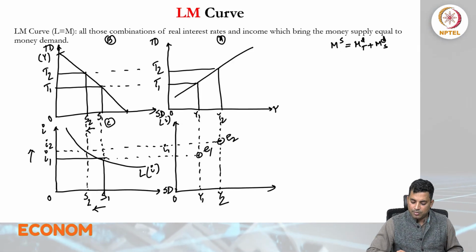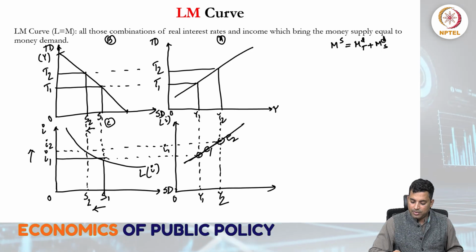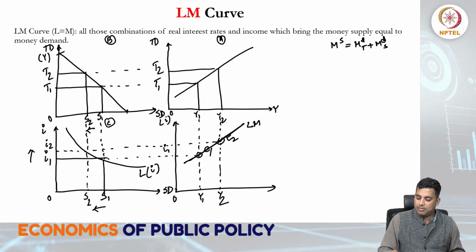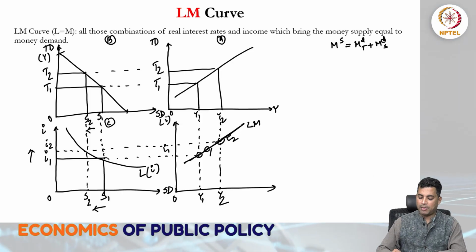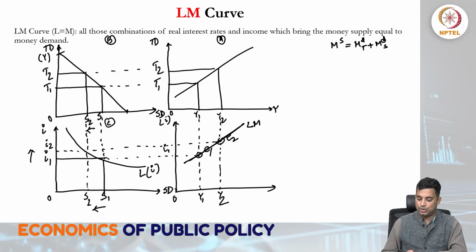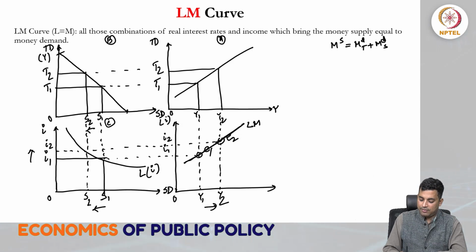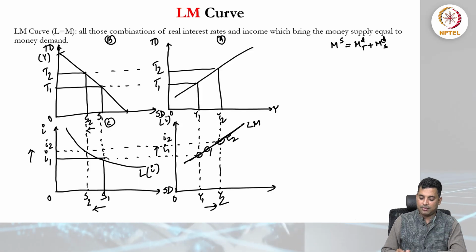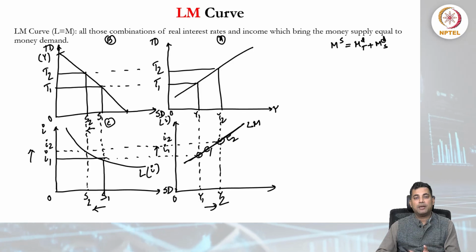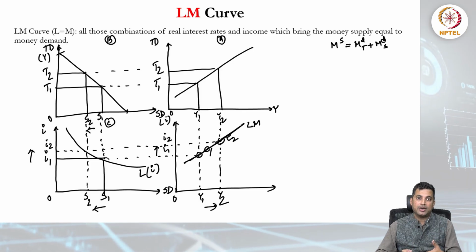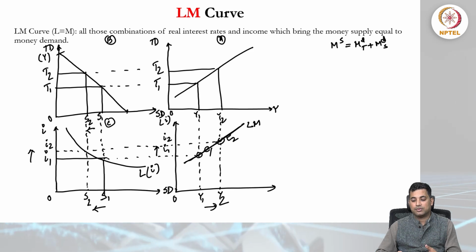So if we combine these two and plot them, we get the LM curve, combining small e1 and small e2 with a higher level of output and a higher rate of interest. This is in brief, just reiterating how the LM curve looks from the LM equation.